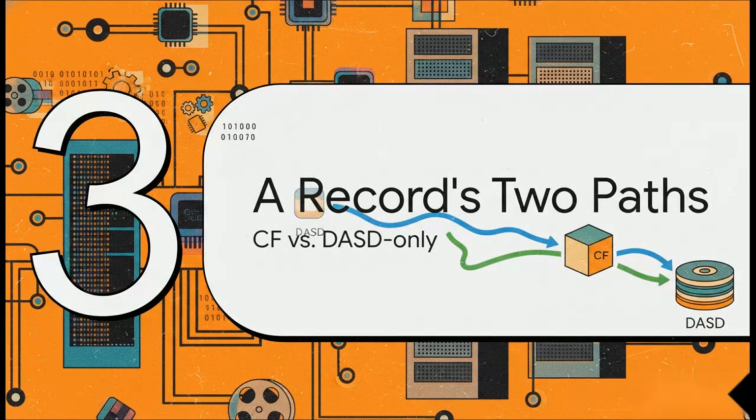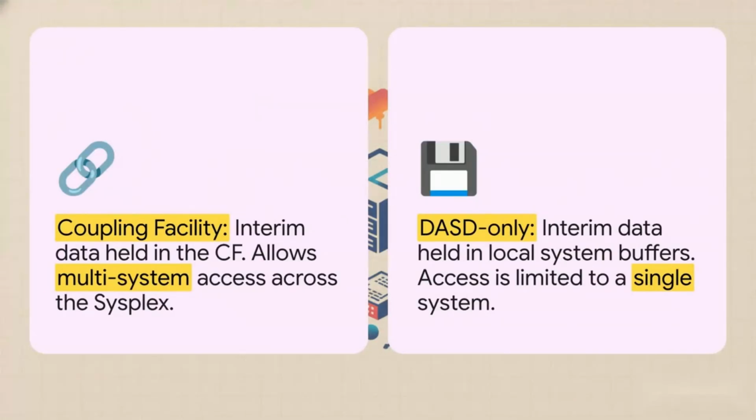All right, we've met the players. Now we can talk about the two main ways a log stream can actually be set up. This isn't just theory. It's a fundamental choice a systems programmer has to make when they build this stuff. And this table breaks it down perfectly. You basically have two paths you can go down. Path A is the coupling facility log stream. You use this for that super fast shared access across your whole Sysplex. This is your go-to when you've got apps on different systems and you need to merge all their logs together. Then there's Path B, the DASD-only log stream. It's simpler. If your log is only ever going to be used by one single system, this is the way to go. It just uses local buffers instead of the big shared CF.